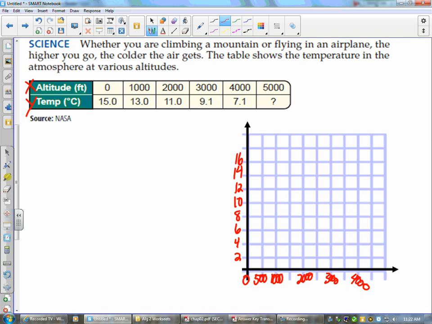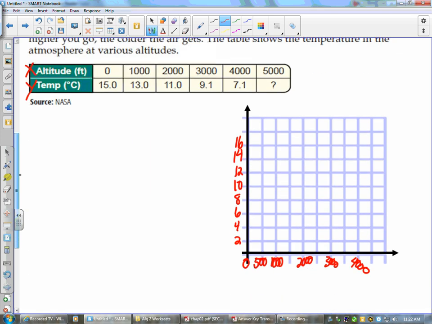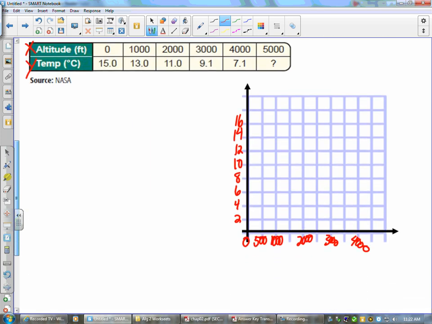Okay. So the very first step, step 1, plot the points. So let's plot these points. The first one is 0, 15. So 0 left and right, up 15. So right about here. The next one is 1,013. So over 1,000, up 13. Next one, 2,011. 3,009.1. About here. 4,007.1.